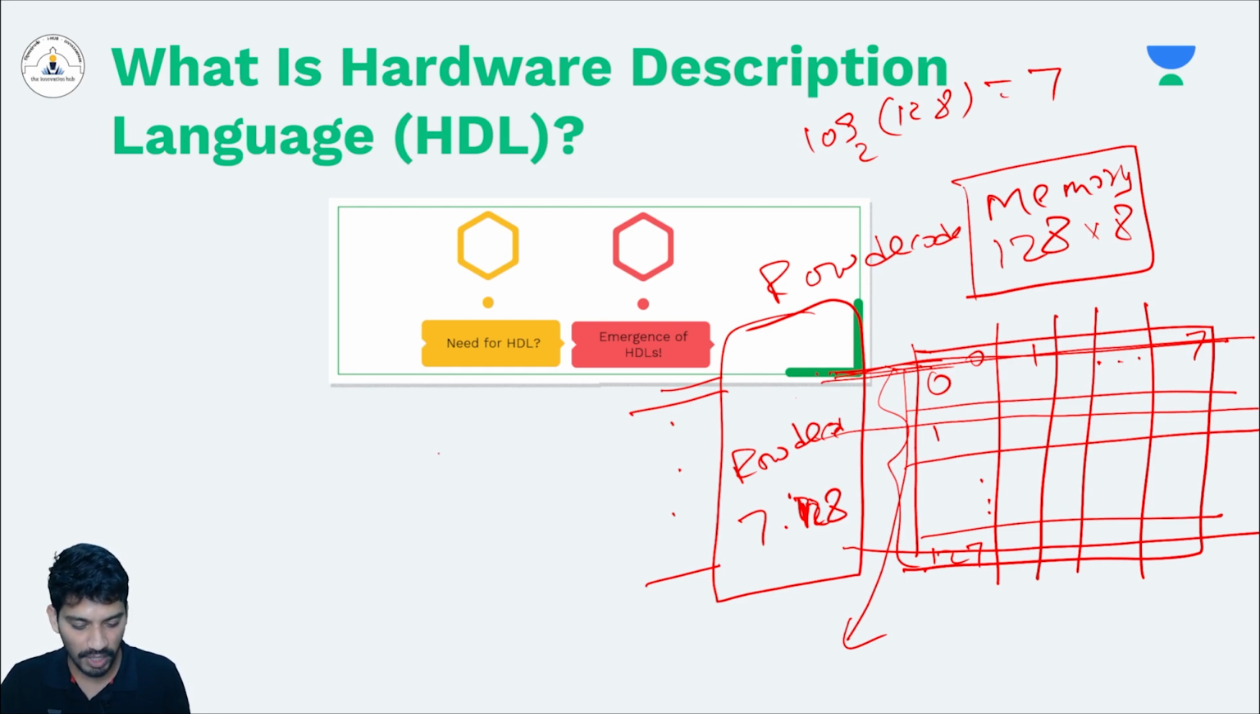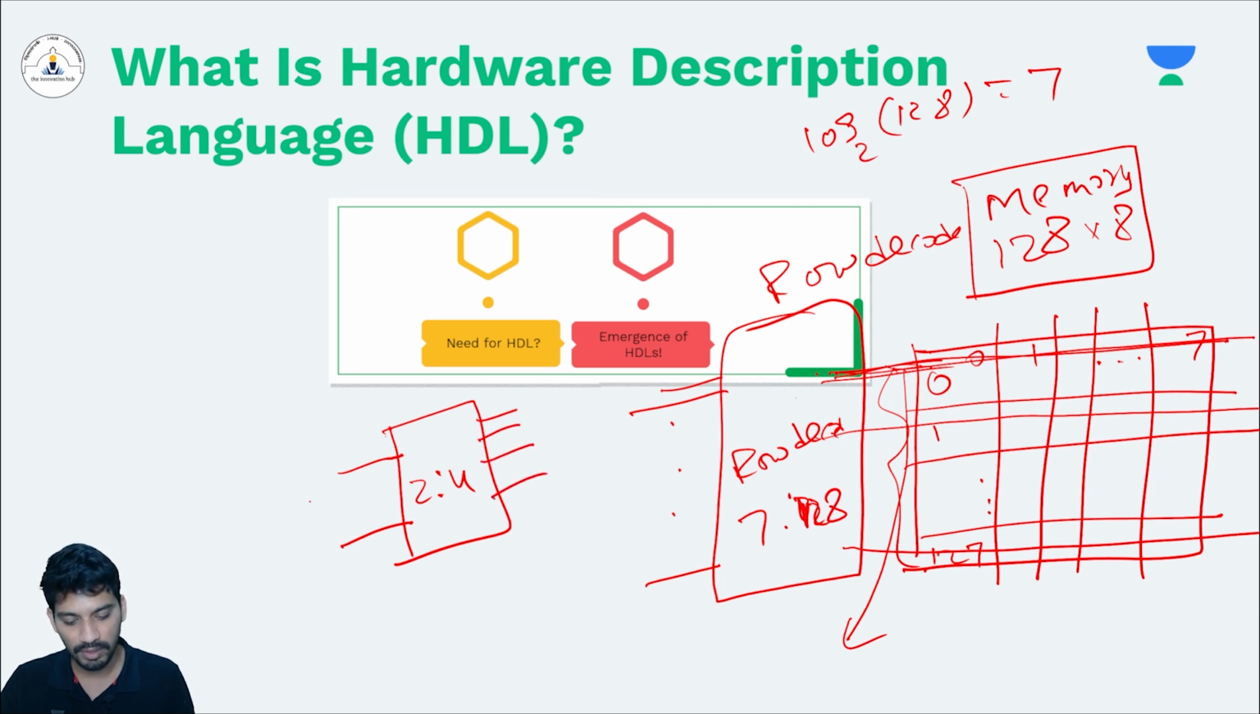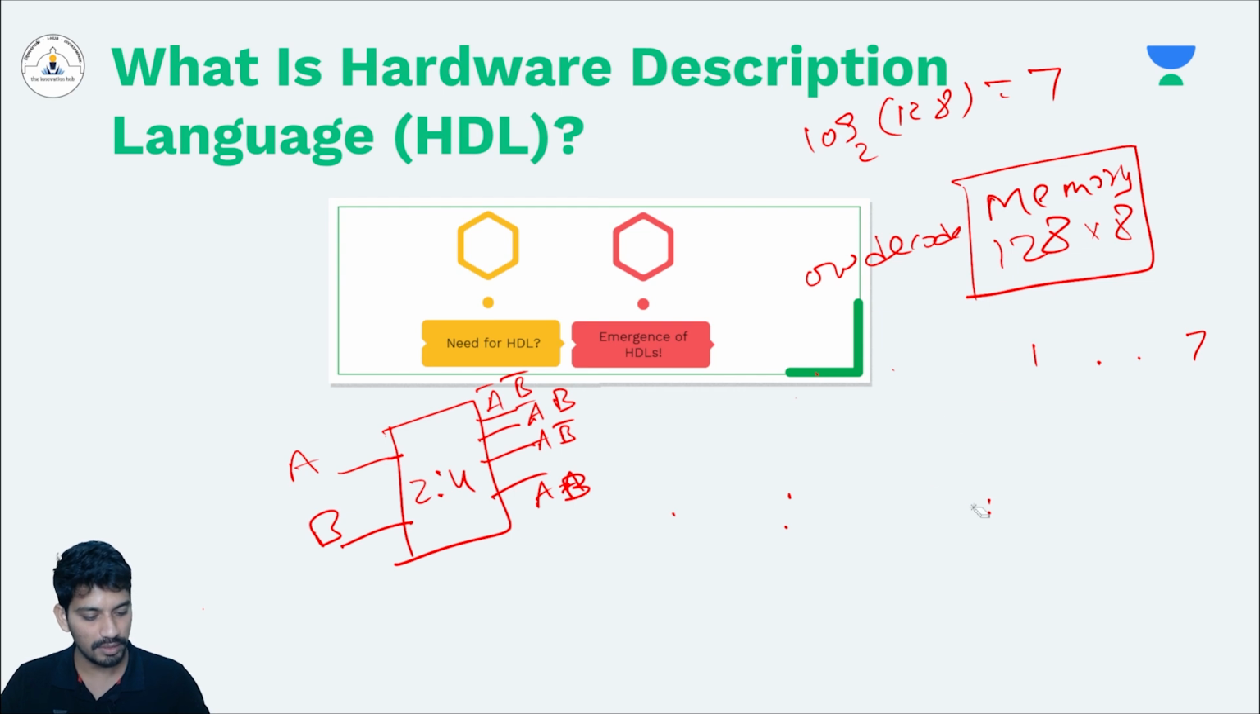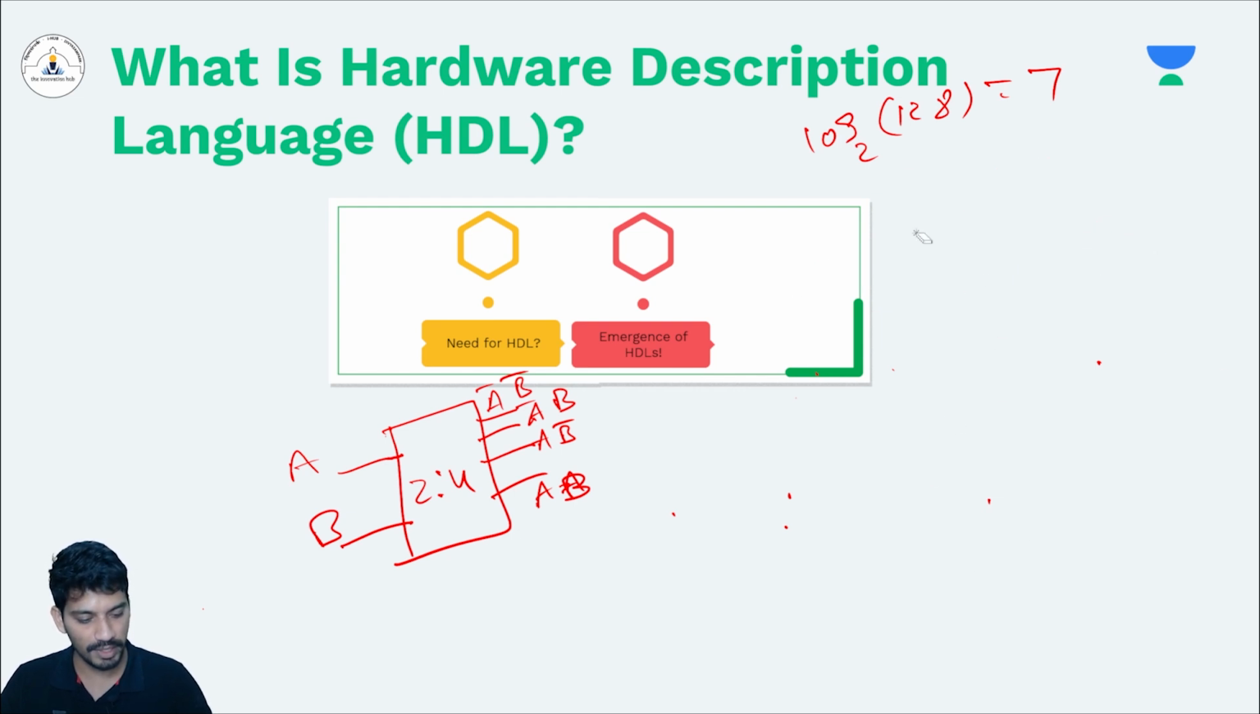So what is the functionality of a decoder? Let's say I am doing a decoder of 2 is to 4, where there are 2 inputs and I will require 4 outputs. The 2 inputs, let's say A and B, then the 4 possible output combinations are A bar B bar, A bar B, A B bar, and AB, right? So to get the functionality of this decoder, what will I require? I will require simple logic gates like this.